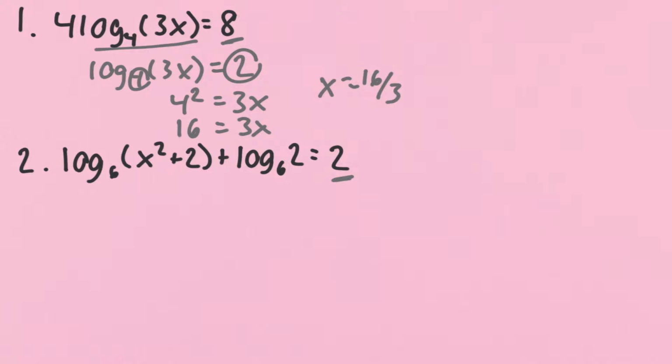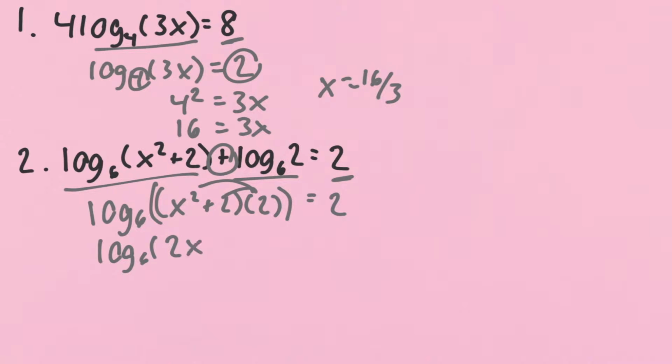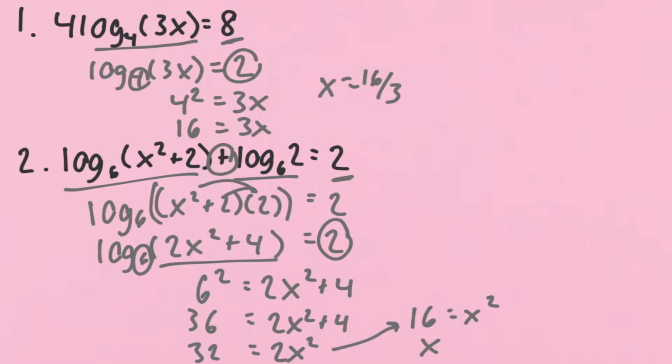In number 2, again, not everything is logged, so we want to combine everything into one log. There are already two logs, which we want to condense. We're adding them, which means we want to multiply the insides. That's 2x squared plus 4. Now that the log is completely isolated, we can write it in exponential form. 6 squared equals 2x squared plus 4, and then solve for x. So x equals plus or minus 4 when you square root.